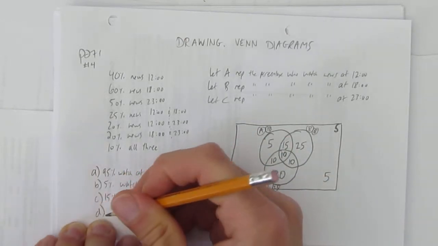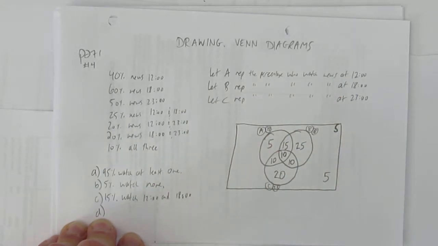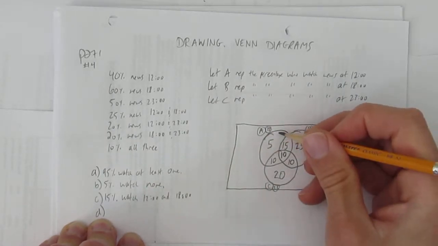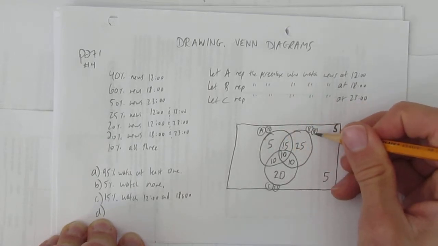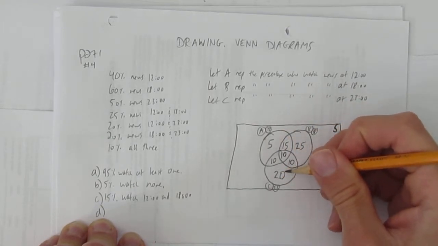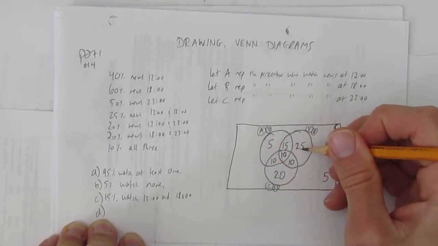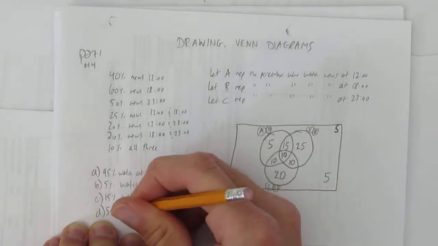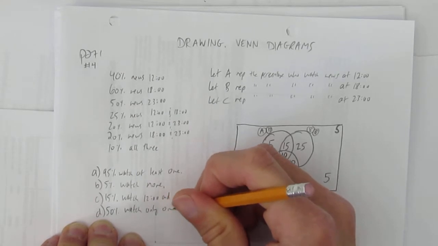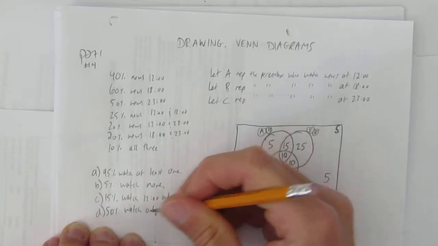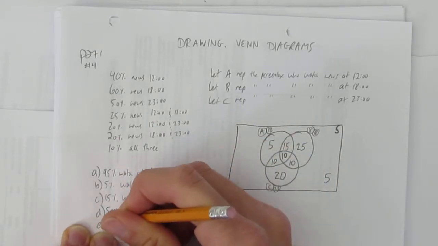D. What percent view only one of these shows? So if they're only viewing one of the shows, they have to be just in here, that's just A, or 12 o'clock, and just in here, that's just B, or 18 o'clock, or just in here, that's C, or 23 o'clock. So that's 5, 25 is 30. I just add that in my head, I get 50% watch only one. Notice the difference between this question, only one, versus at least one in A.